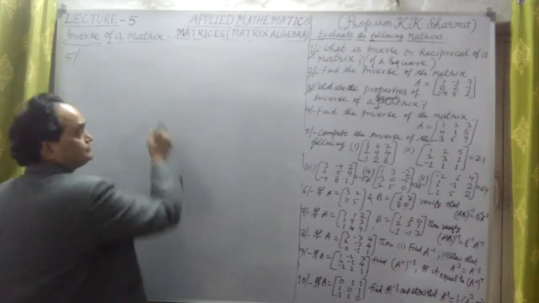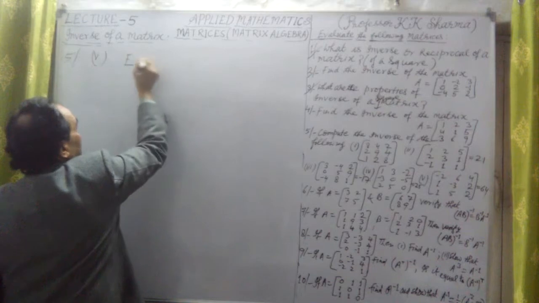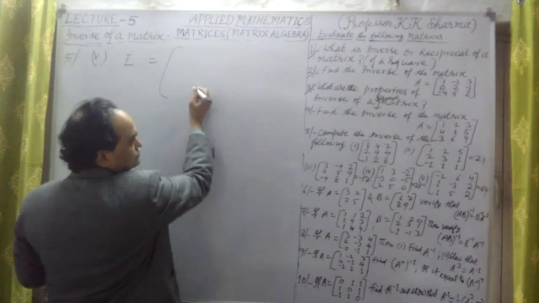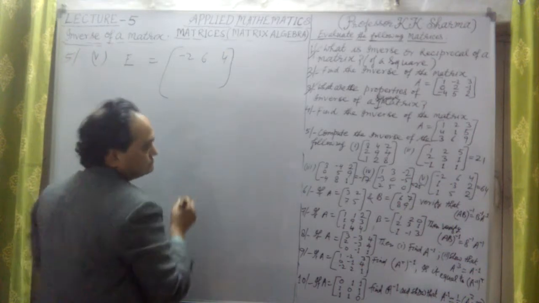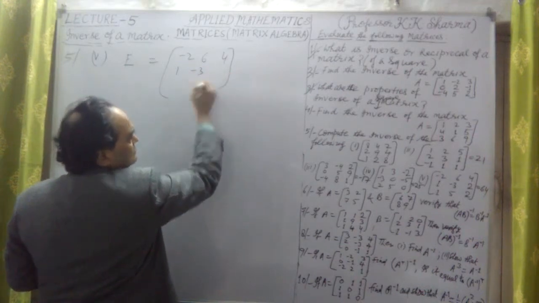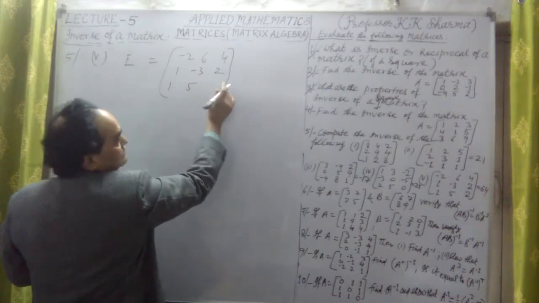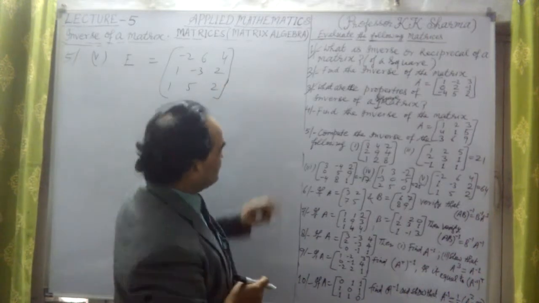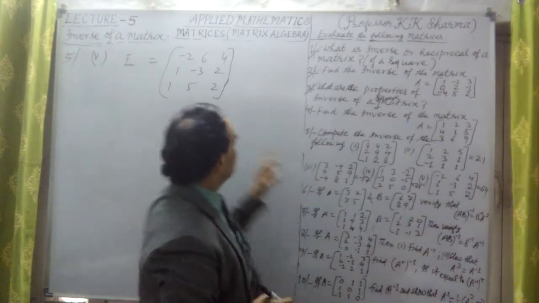Okay, now the fifth part. In this case it is E, which I have already taken. E is minus 2, 6, 4, 1, minus 3, 2, 1, 5, 2. Let me check: minus 2, 6, 4, 1, minus 3 and 2, 1, 5 and 2.